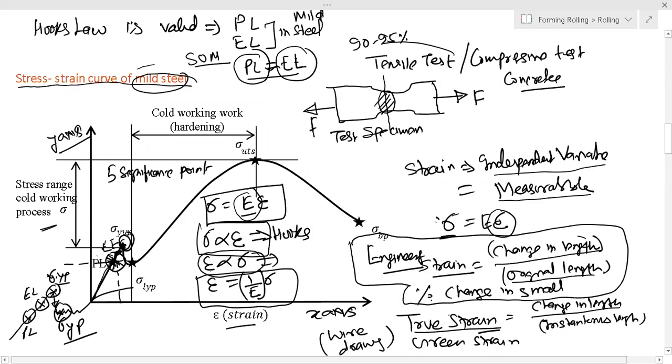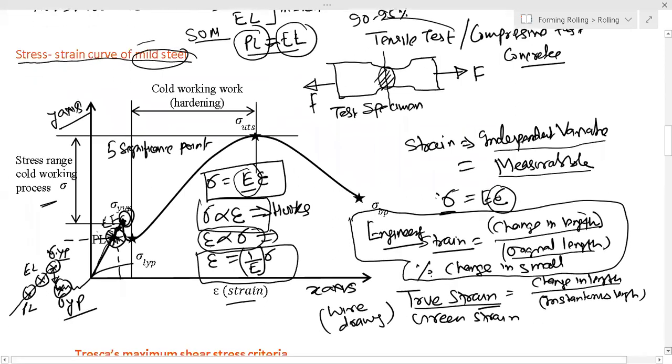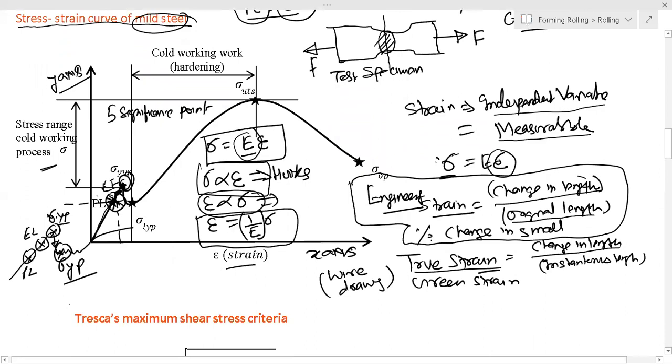If anybody wants to write these things down, please write. Otherwise I will erase. Or please, if you want to write, you please write. Otherwise, I am going to erase this. Once you complete, please, yes, go ahead.